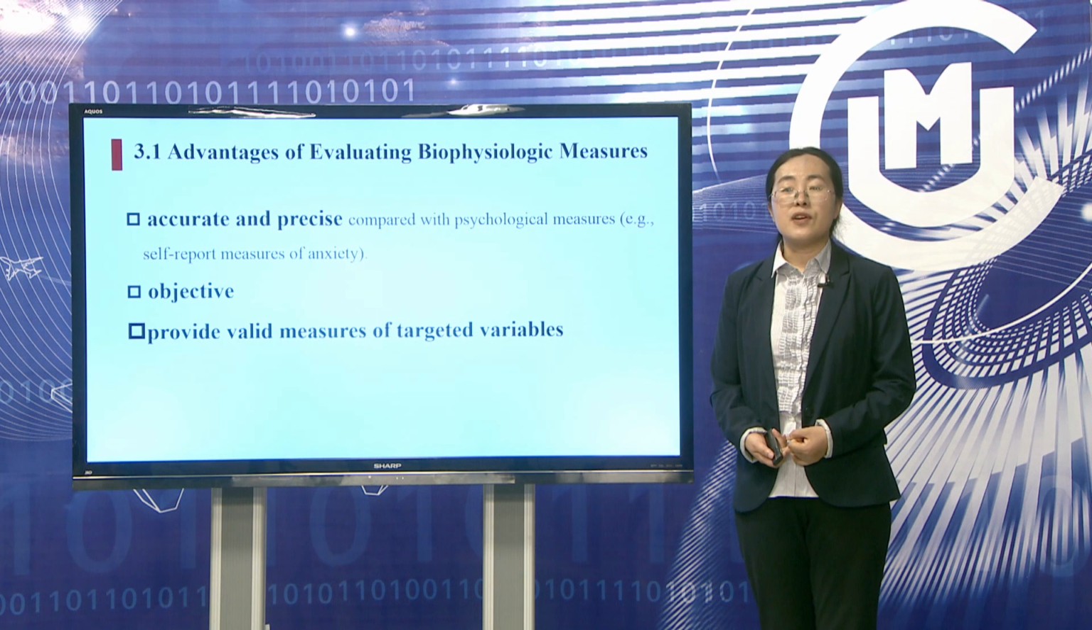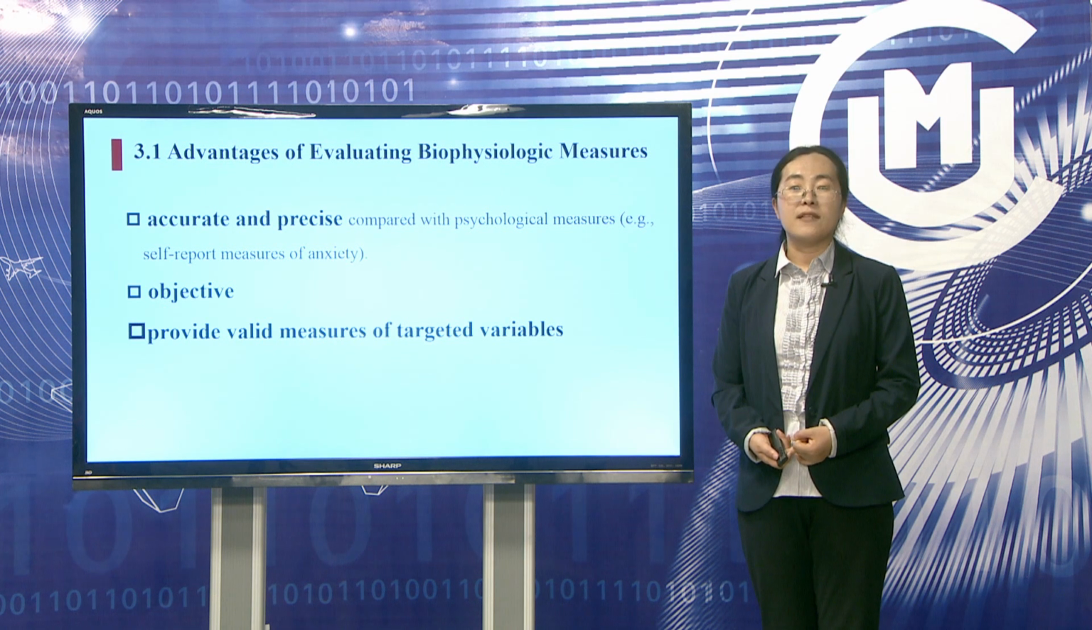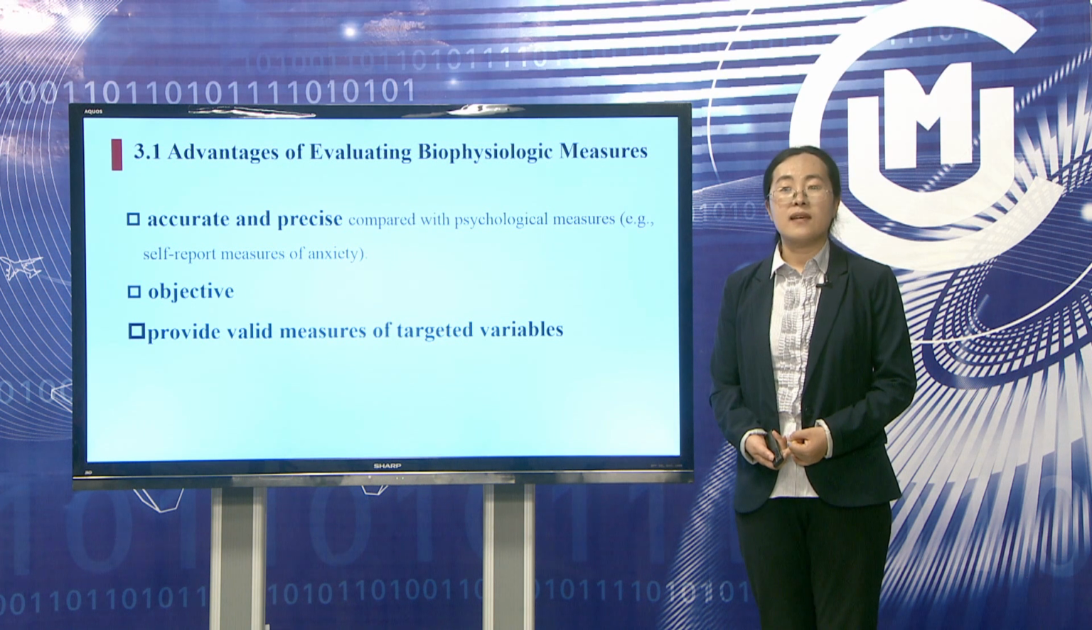The third advantage of biophysiological measures in studies is that the measures can provide valid measures of targeted variables. For example, thermometers can be depended on to measure temperature and not blood volume, and so forth. For self-report and observational measures, it's often more difficult to be certain that the instrument is really measuring the target concept.